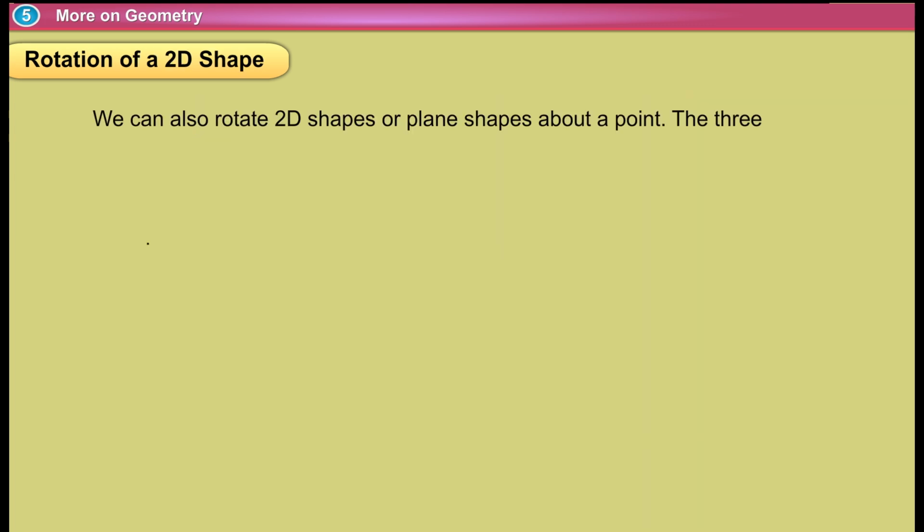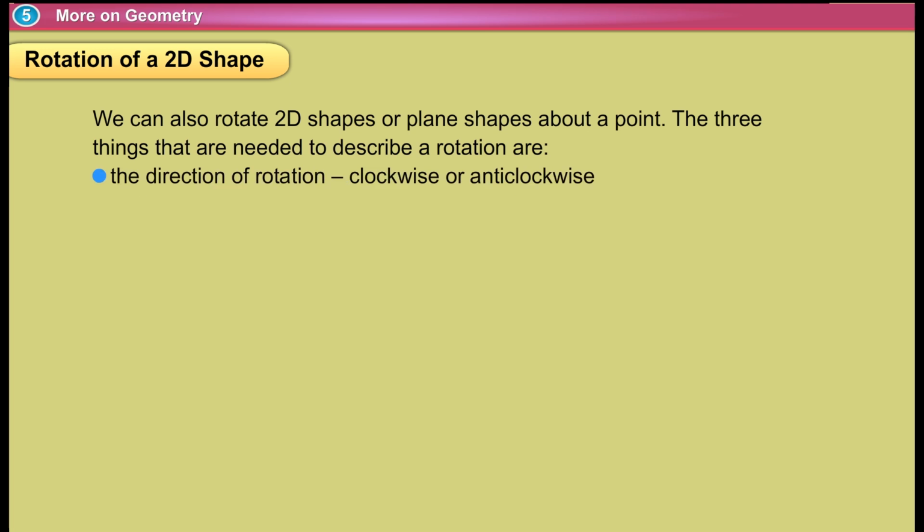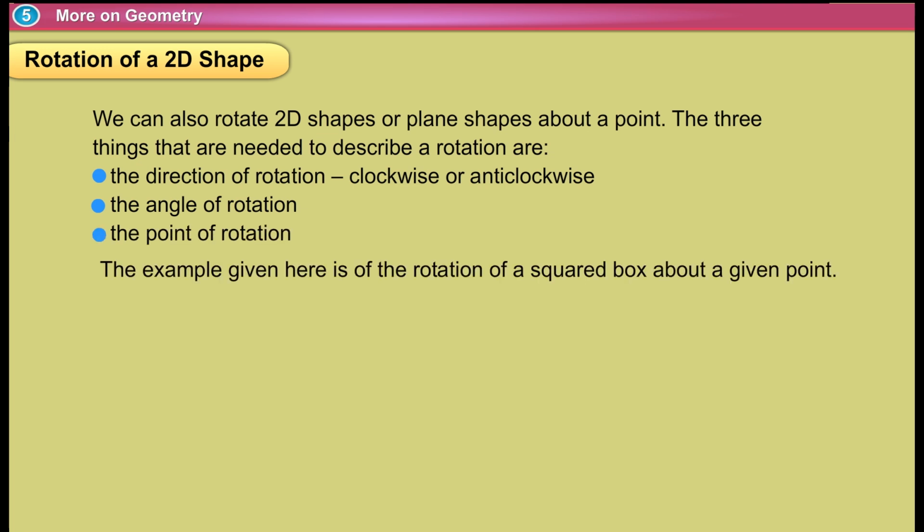Rotation of a 2D shape. We can also rotate 2D shapes or plane shapes about a point. The three things that are needed to describe a rotation are the direction of rotation, clockwise or anti-clockwise, the angle of rotation, and the point of rotation. The example given here is of the rotation of a squared box about a given point.